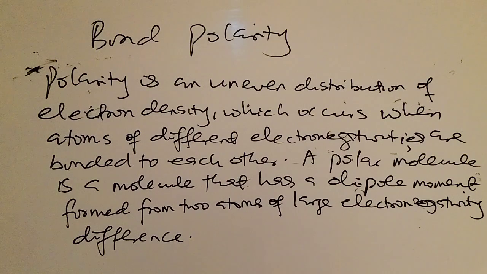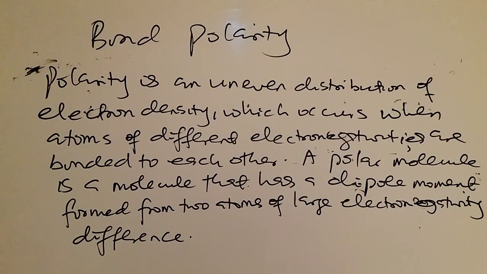Next, we are looking at some bond properties. A covalent bond has some properties. We discussed one of them in the first video, which was bond order. Other properties of a covalent bond include bond length, bond polarity, and bond dissociation energy. So in this video, we're going to talk about bond polarity and bond dissociation energy. So let's start with bond polarity.